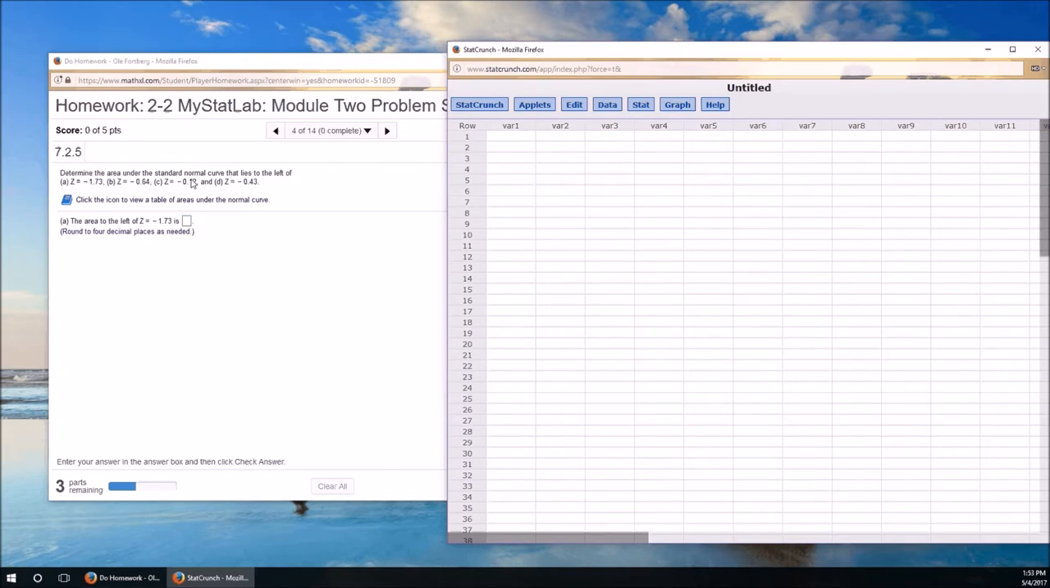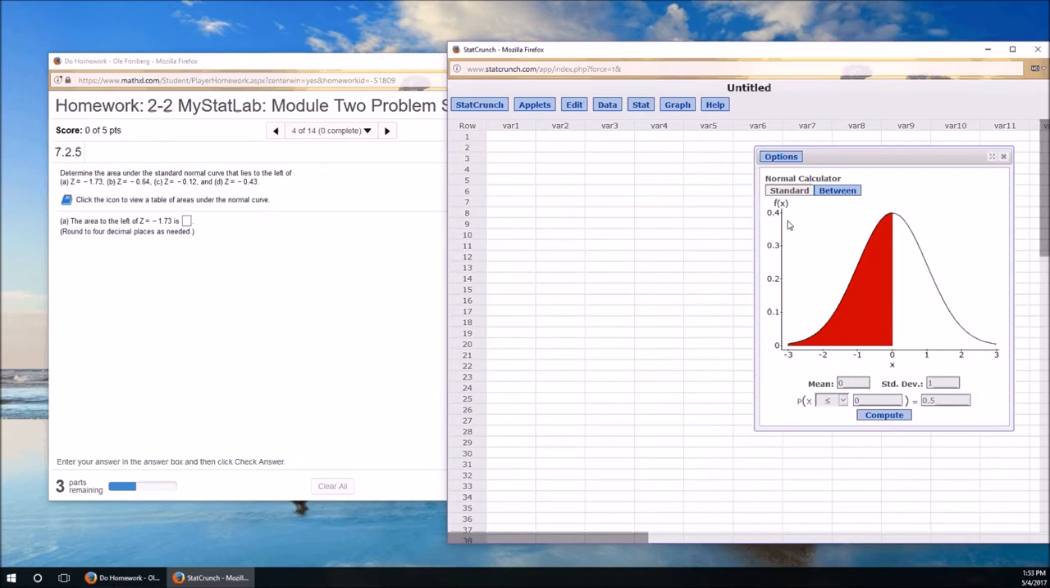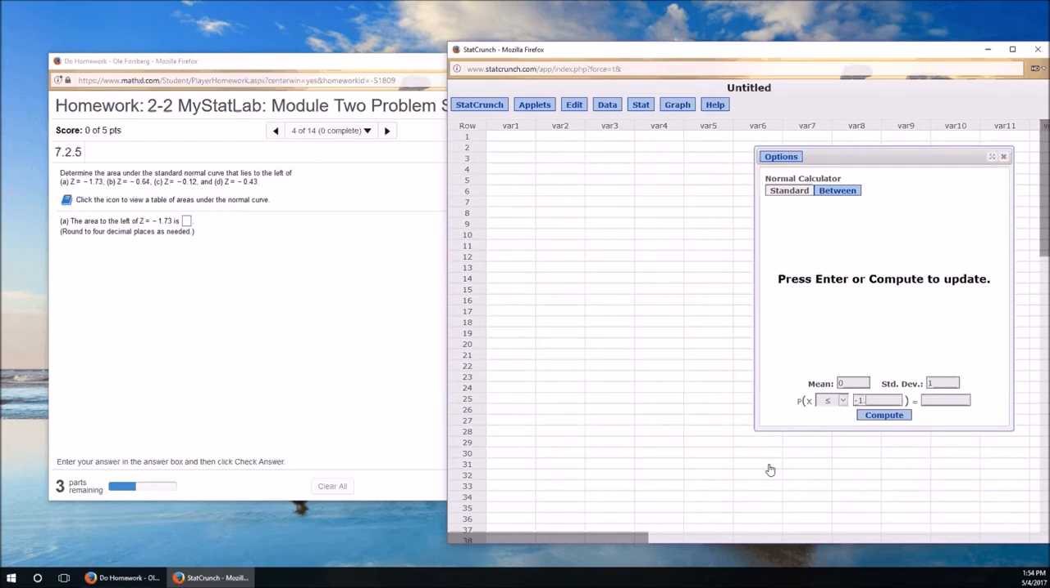We need to determine the area under the standard normal curve that lies to the left of -1.73. Left would be less than or equal to standard normals, because we're dealing with z's. So we'll go into Stat, Calculators. Oh my goodness, look at all these we can look at. Normal. Boom. And standard. And we need it to the left of -1.73, so less than or equal to -1.73. And compute. So that's the shaded area.